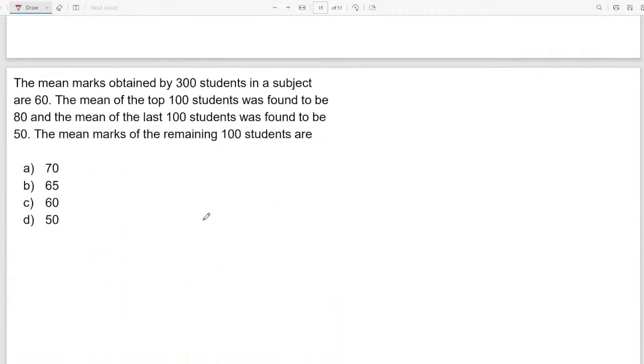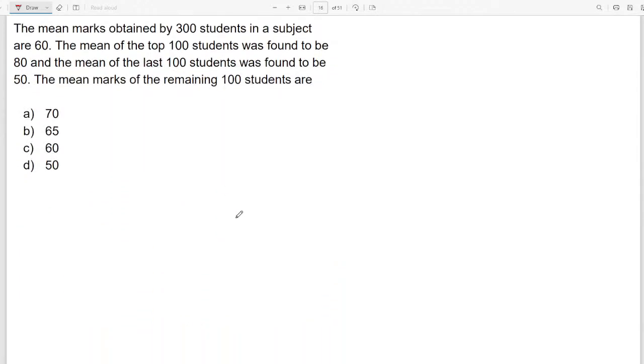We'll move to the next question then. So take 3 minutes to solve this question. 2 minutes, take 2 minutes to solve this.